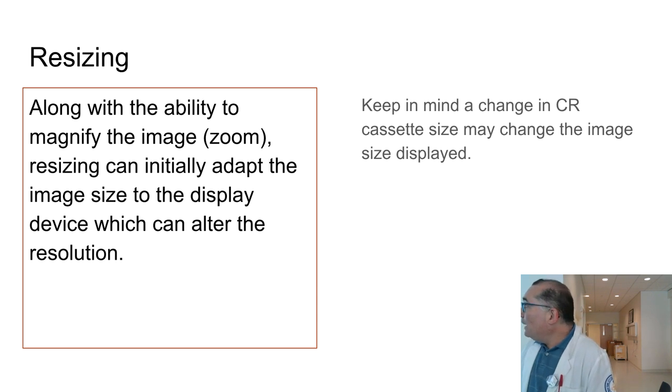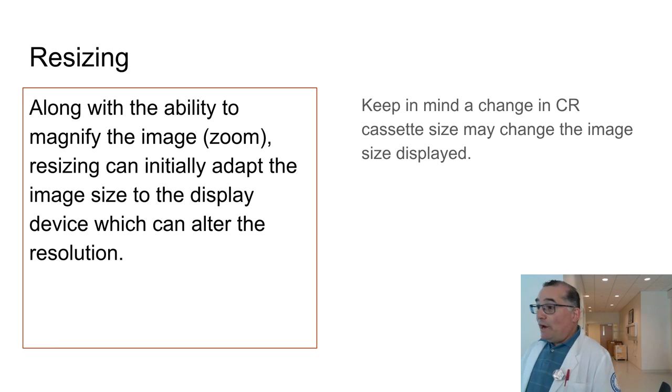The other thing to keep in mind, which is somewhat related to this, is the size of the CR cassette that you utilize. You shouldn't just pick any cassette, whichever one's handy. And of course, it's not like you're wasting film, so a hand will fit on a 10 by 12 as easily as it'll fit on a 14 by 17, and you can still collimate.